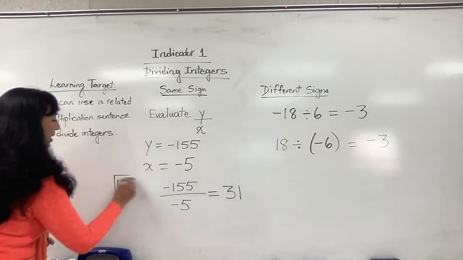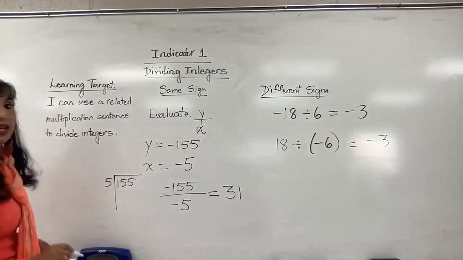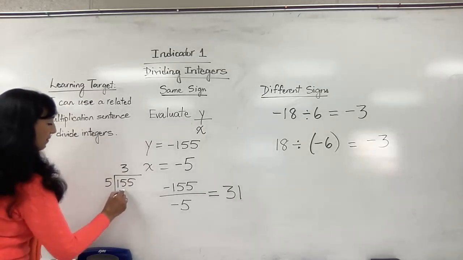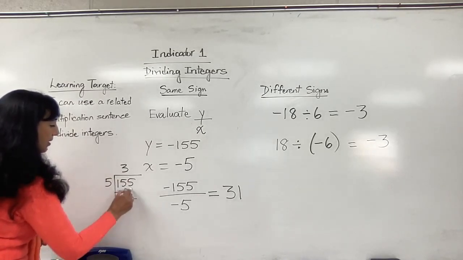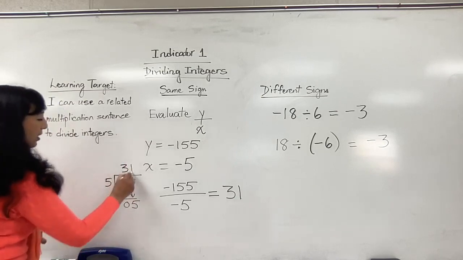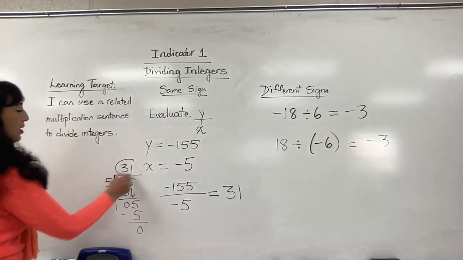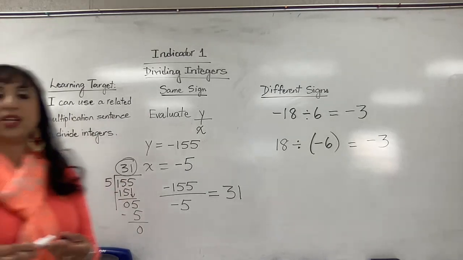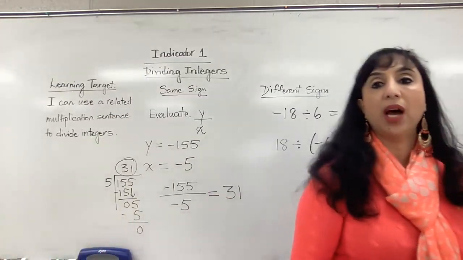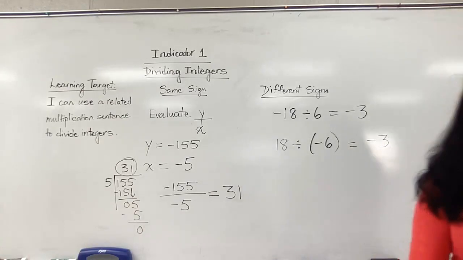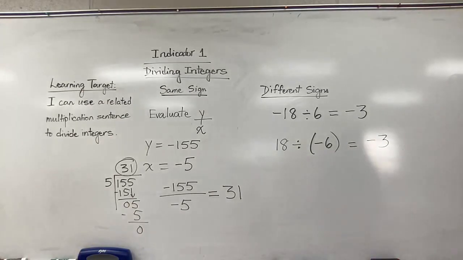155 divided by 5. As you can see, 3 times 5 is 15, and I get this. And then 1 times 5 is going to be 5. So as you can see, here is my quotient, which is going to be a positive quotient because those signs are exactly the same.